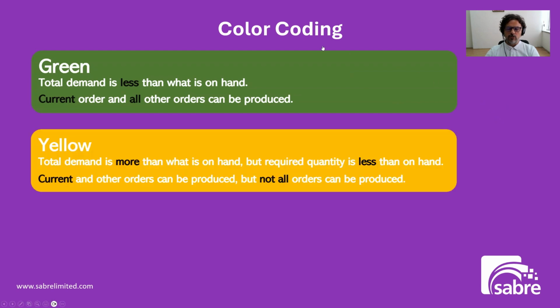Then we have the yellow color-coded cases. The yellow color coding is signaling to you that the total demand for this material in the cases is more than what you have on hand, on inventory, on stock, but you could still produce this particular order. So any case that has this color in the tool, you'll know that you have some inventory, but not enough to produce all the cases.